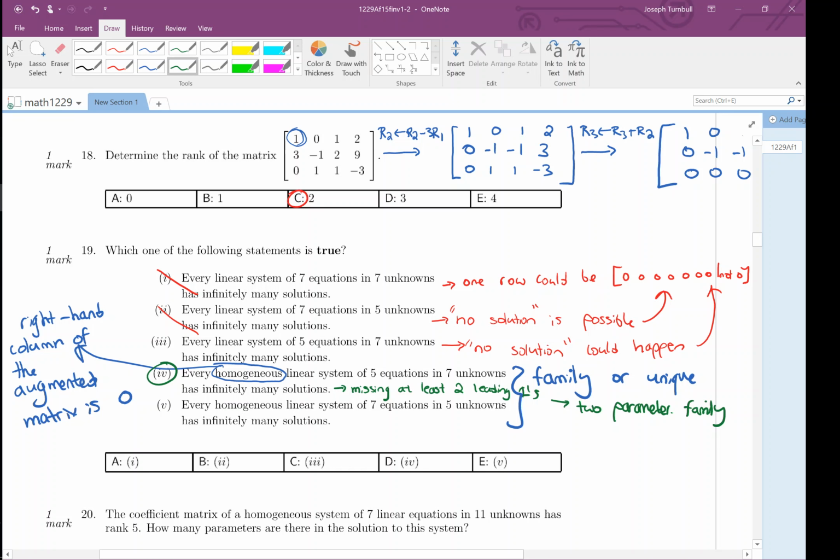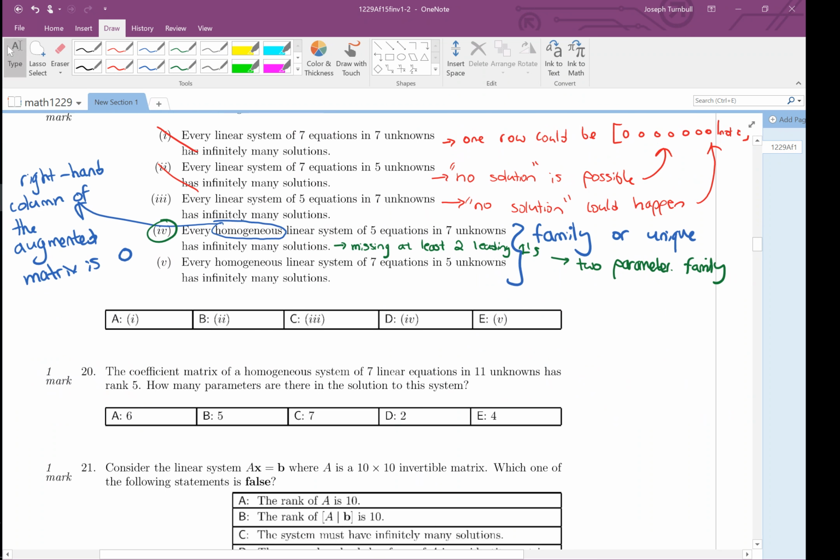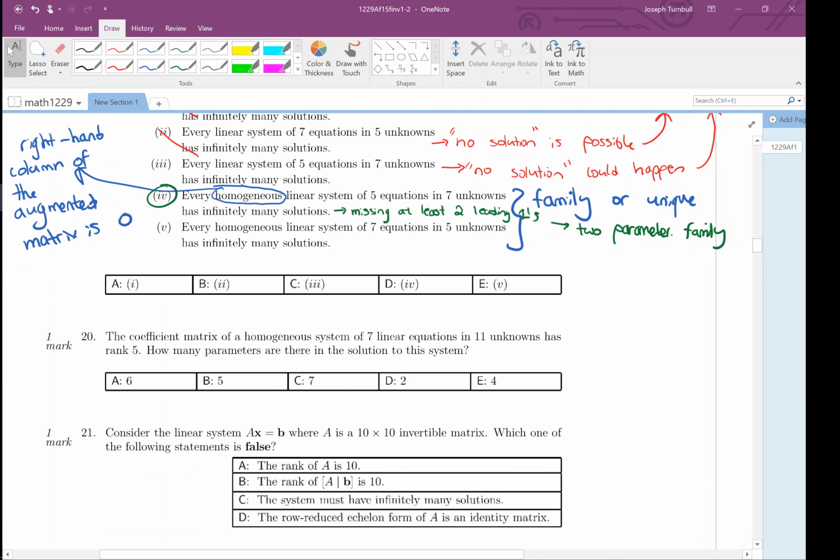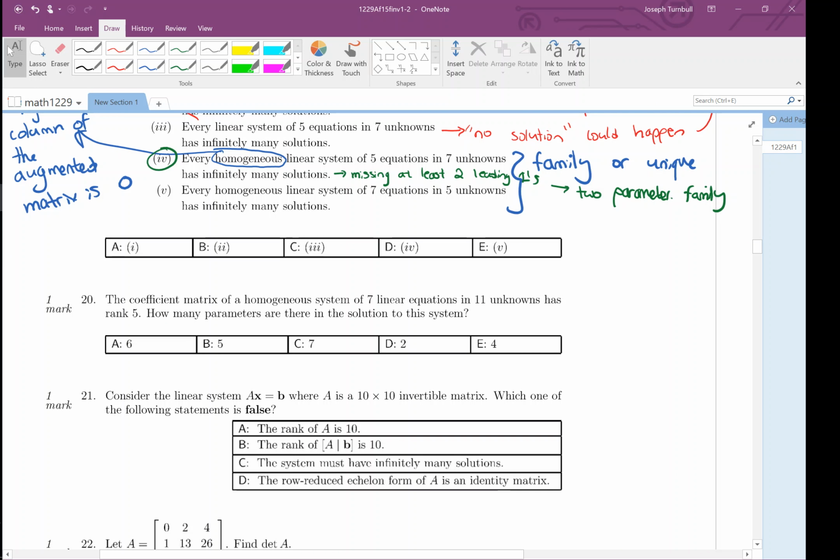But just to be safe, every homogeneous system with 7 equations and 5 unknowns, well, you could have, for 7 equations and 5 unknowns, there's enough equations to give a leading 1 to each of the unknowns. So we could have a unique solution, or we could have a family, but it's no guarantee. We can't guarantee that every single one of the homogeneous systems of equations with 7 equations and 5 unknowns has infinitely many solutions. So no guarantee means I can't circle it, because it says must be true. So that was option 4.